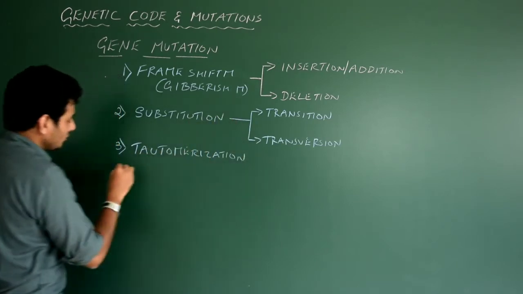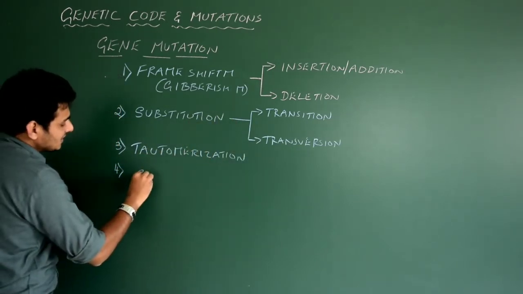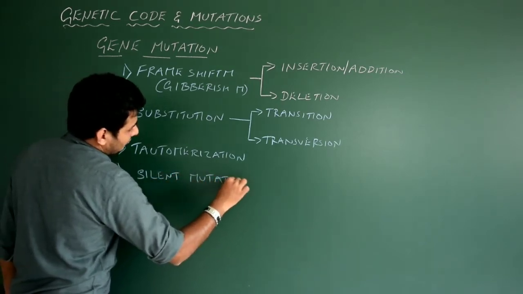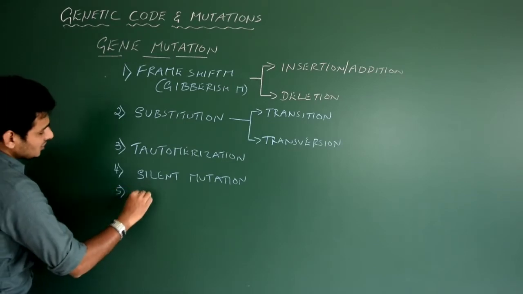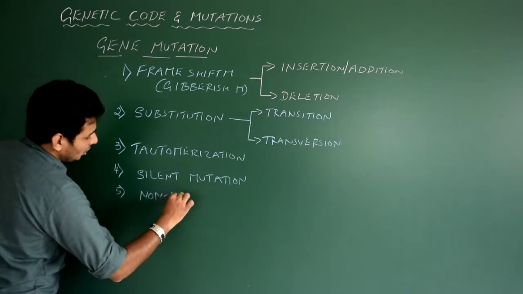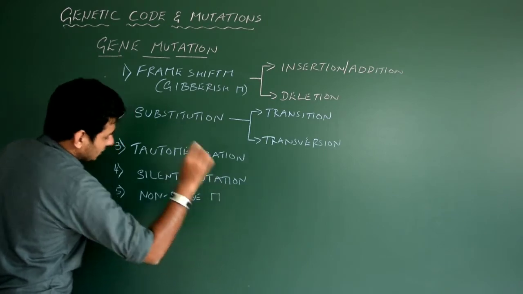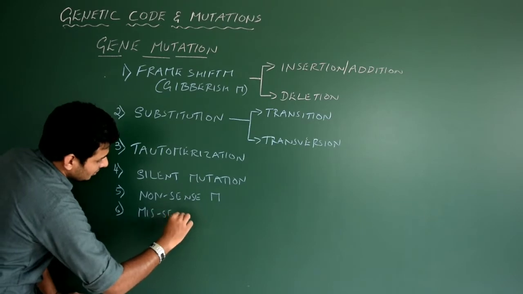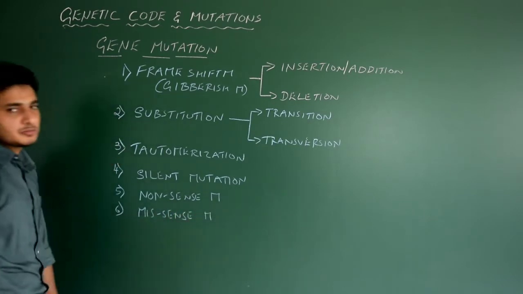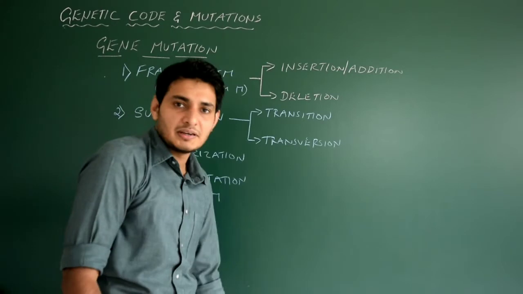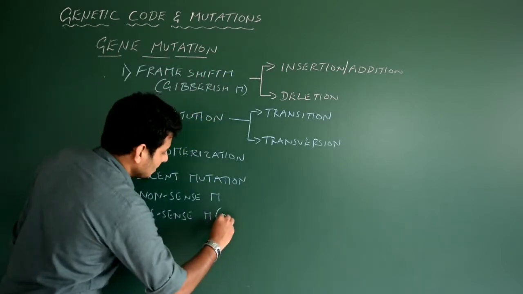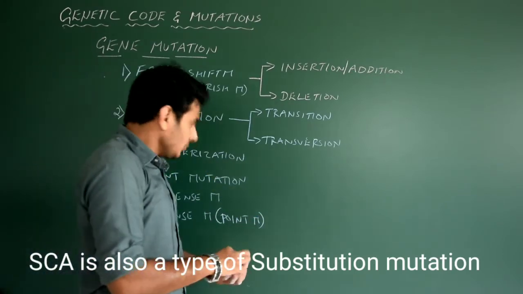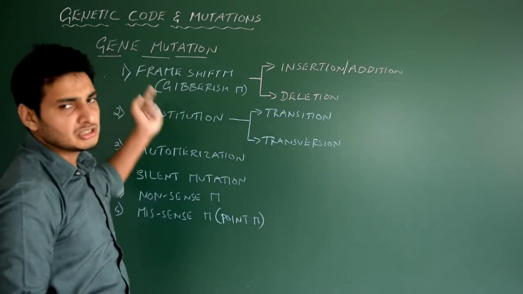We go with the fourth type, that is silent mutation. We go with the fifth type, that is nonsense mutation. We go with the last type, that is missense mutation. Missense mutation is nothing but sickle cell anemia. That is also called point mutation. The other name of missense mutation is point mutation. Now, what is this frame shift mutation or gibberish mutation?